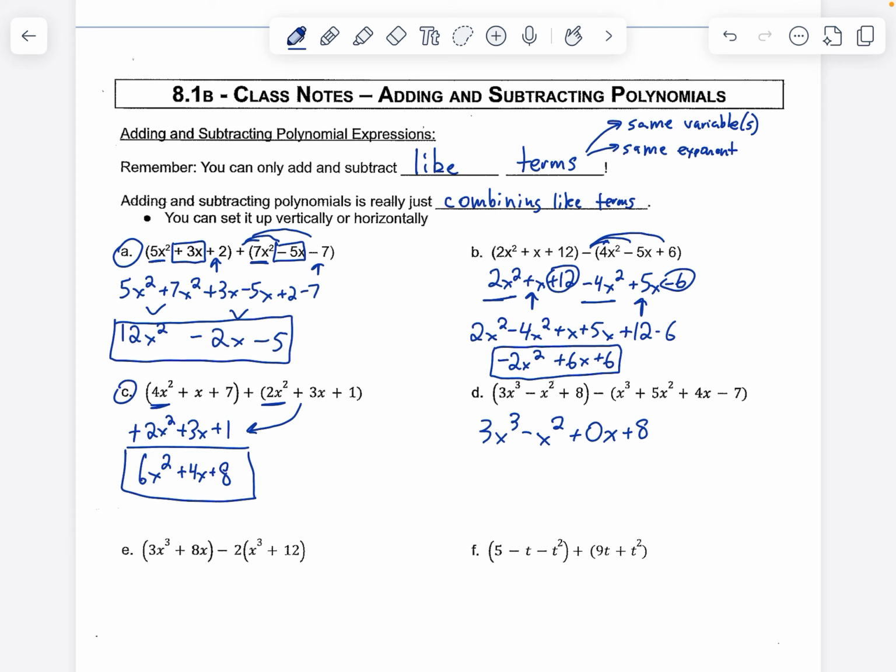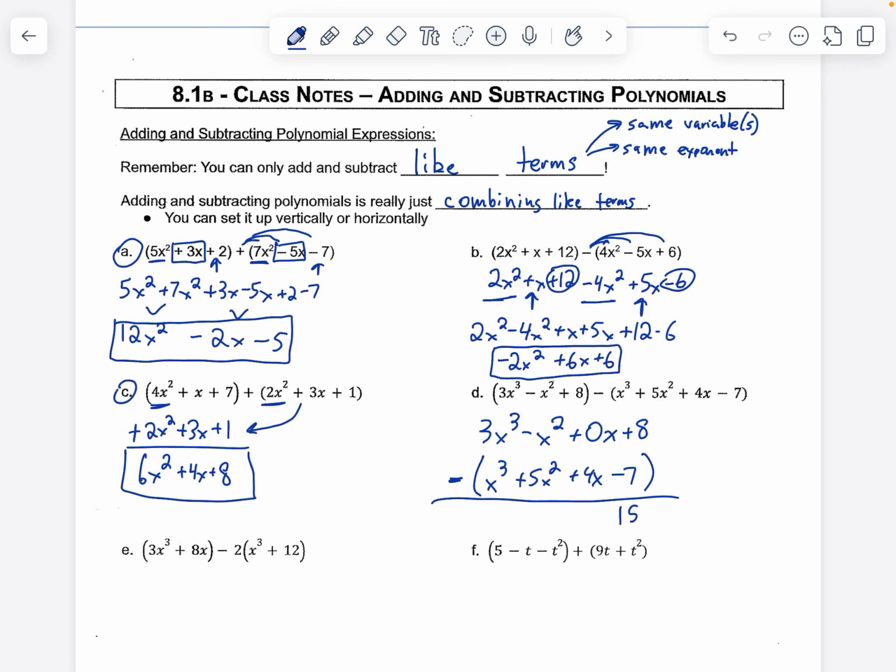Now, we're going to be subtracting this entire expression. So I'm going to be subtracting x to the third plus 5x squared plus 4x minus 7. When we do each of these subtractions, we're going to start with our top term, for example 8, and then subtract the bottom term. So this would be 8 minus negative 7.